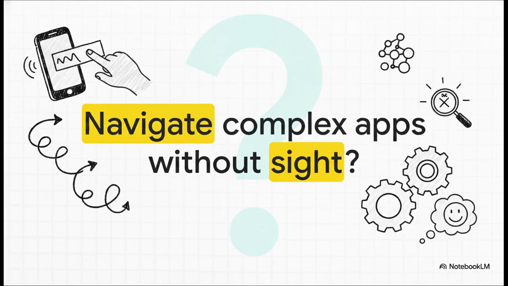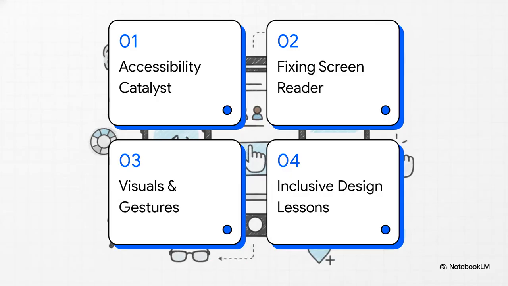How exactly do you navigate a massively complex app if you literally can't see the screen? It's a fundamental question of inclusive design, and today we're going to explore exactly how Slack answered it by analyzing their recent accessibility audit. They faced some totally unexpected hurdles, and their solutions are absolute masterclasses in engineering. To figure that out, we've got a great roadmap for this explainer.